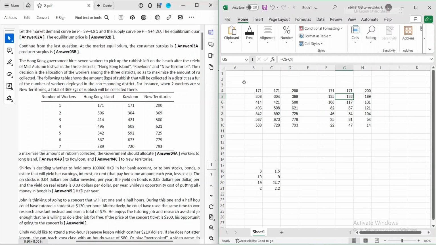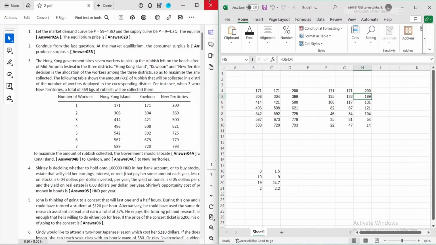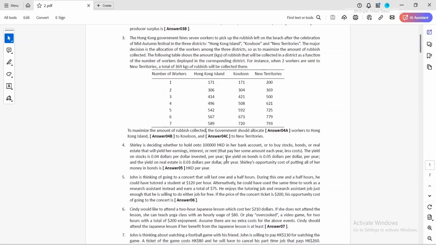Now in order to allocate these workers, we simply have to look at the highest values. So we have to allocate the first worker to the New Territories because this is the highest value, and the second highest is 171. So you can allocate the second worker to either Hong Kong Island or Kowloon, and the third again either one, Hong Kong Island or Kowloon. Okay, so in this way you can allocate these 7 workers. All right, so I leave this to you. I hope you can do this. Let's move on to the next question.